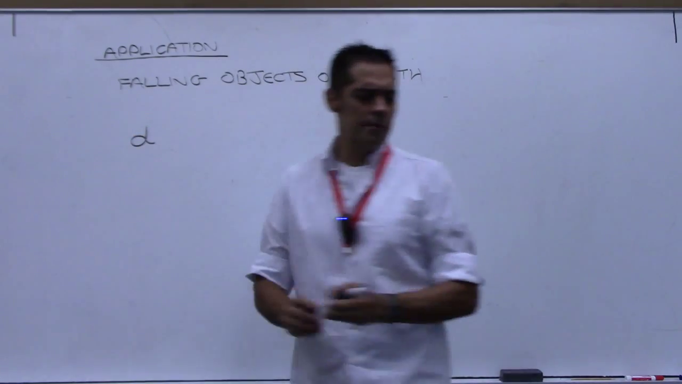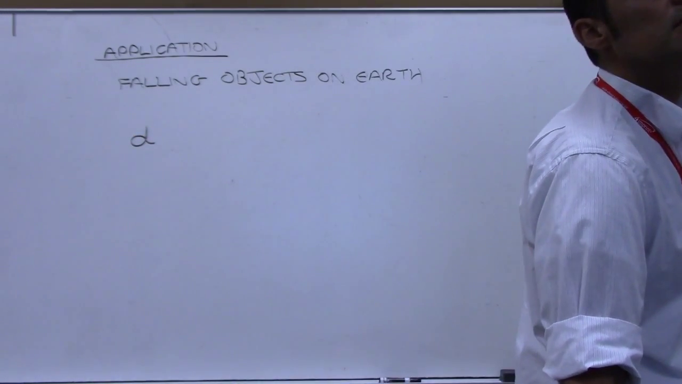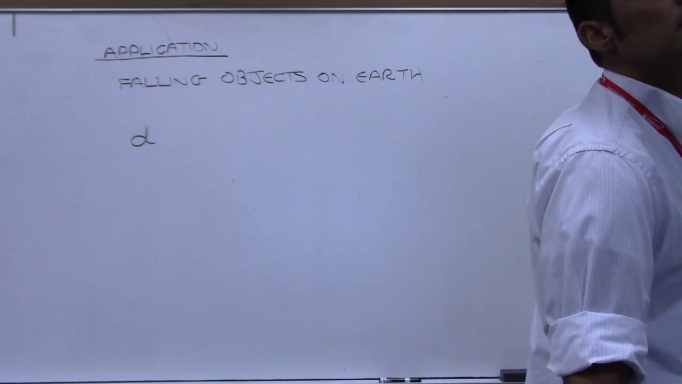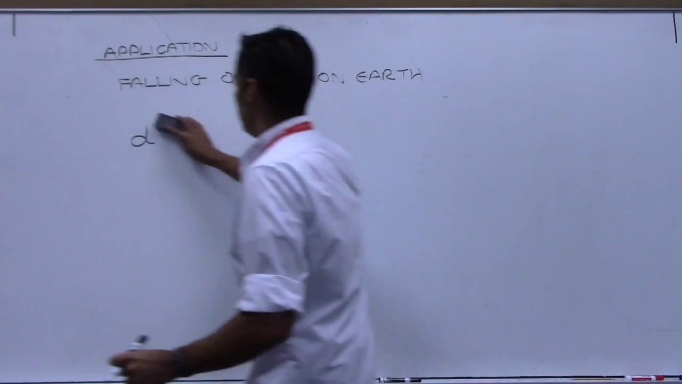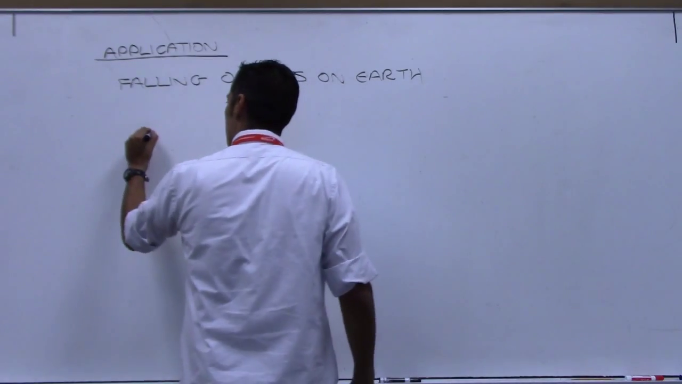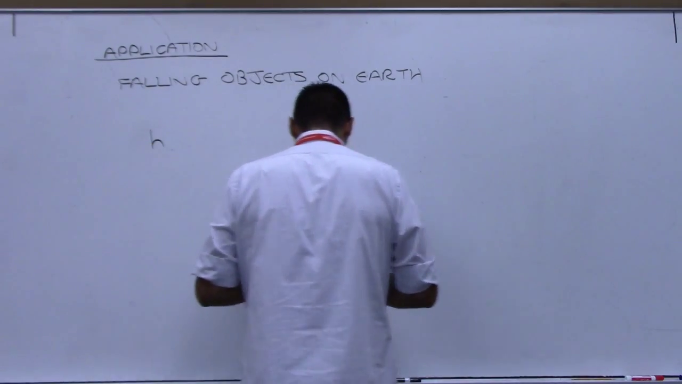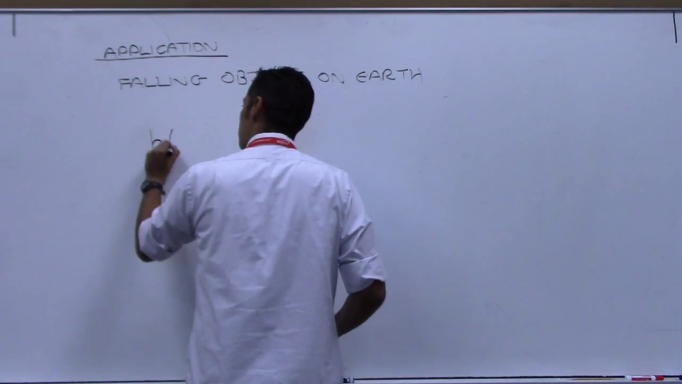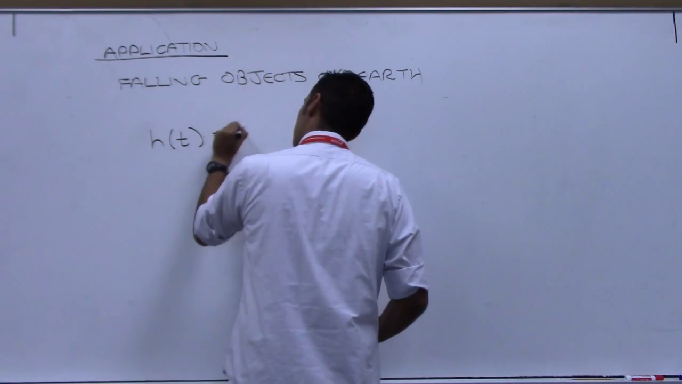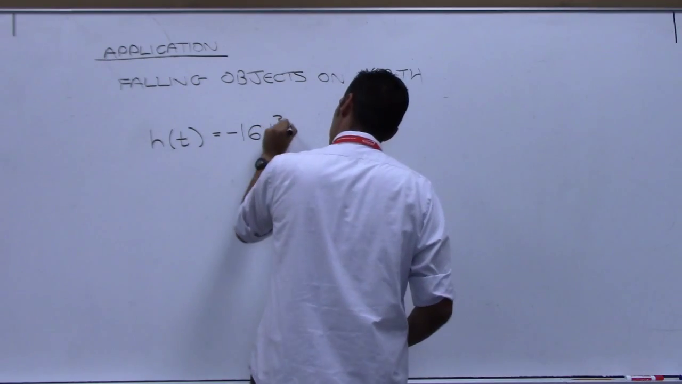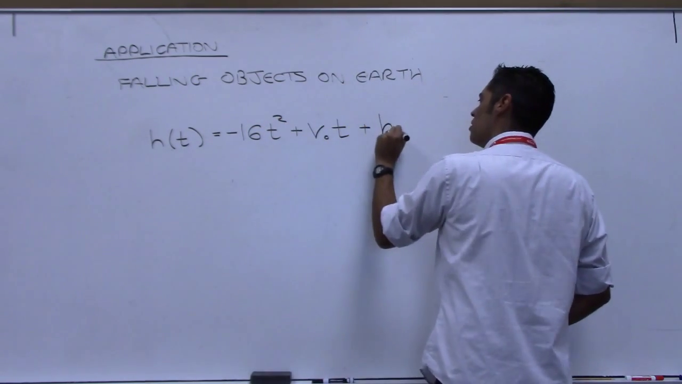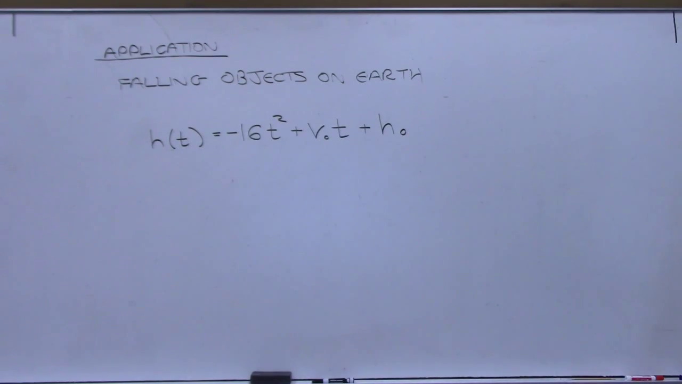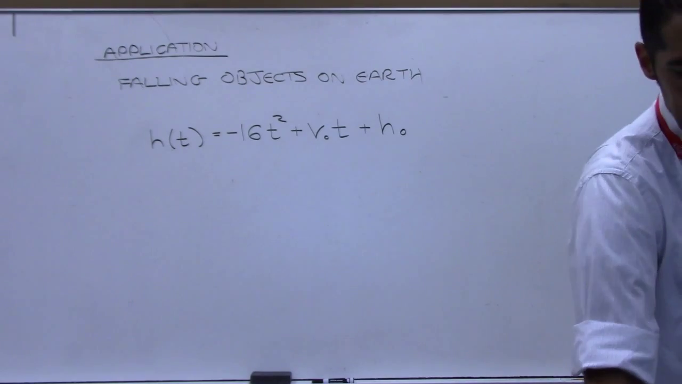Let me see, I'm going to give you the one in the notes. I used h of t. Well, all right, there's different versions of this. Okay, h of t equals negative 16 t squared plus v0 t plus h0. Now, let's discuss what each of these little things mean.